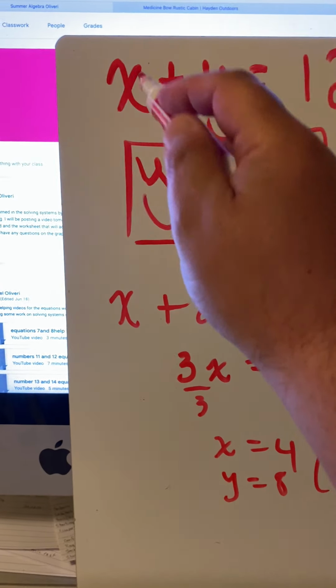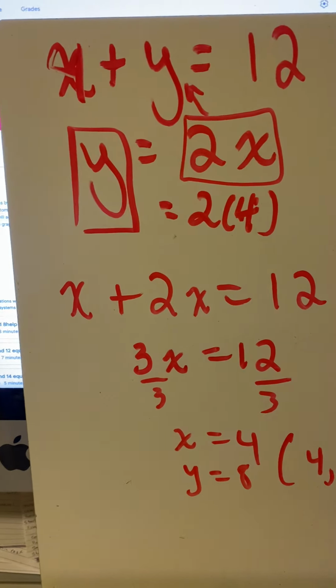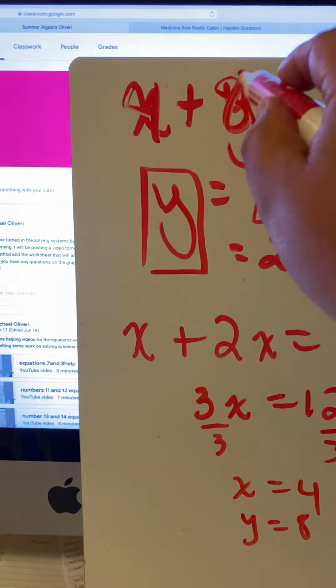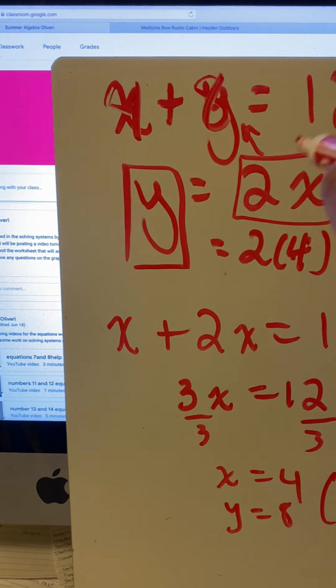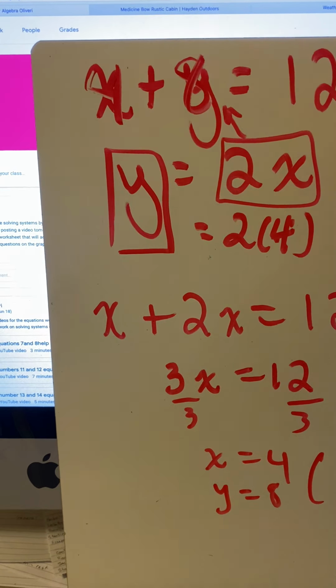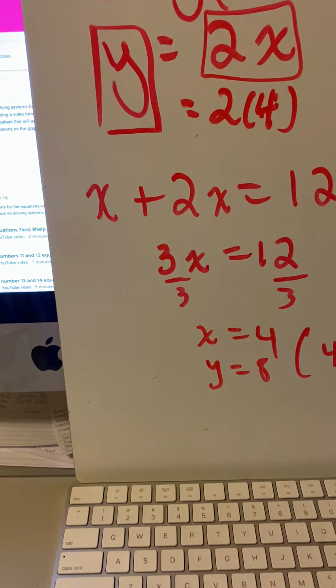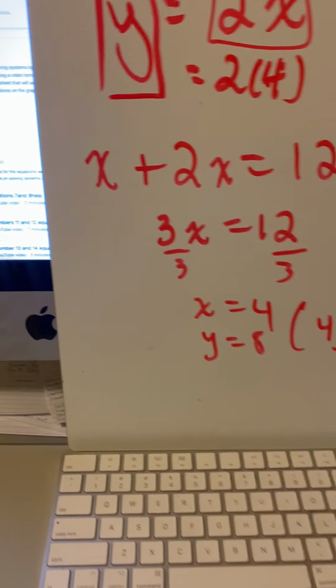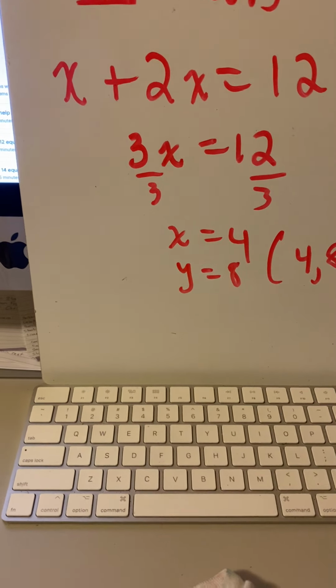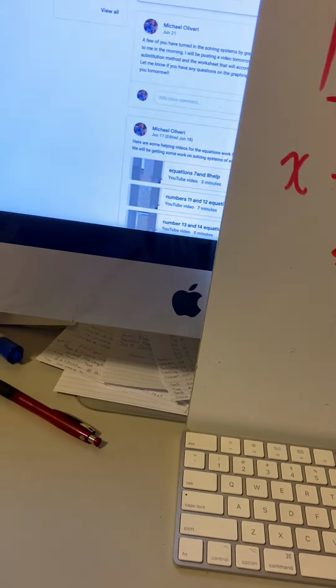I change the x into a 4. I change the y into an 8. Is 4 plus 8 equal to 12? Winner, winner, chicken dinner. That point does work. Okay? Makes sense for the most part? This is a pretty simple one. Let's try a slightly more difficult one.